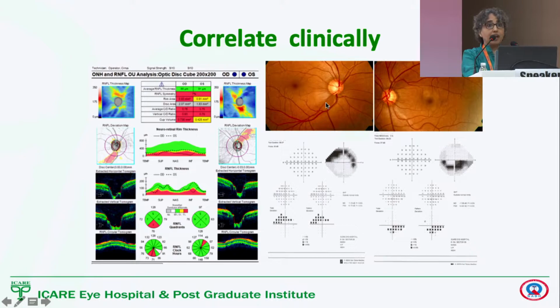Look at the optic nerve head. You have a classical notch inferiorly and a nice RNFL defect visible here. Even the field test is corresponding with a superior arcuate scotoma in the right eye.